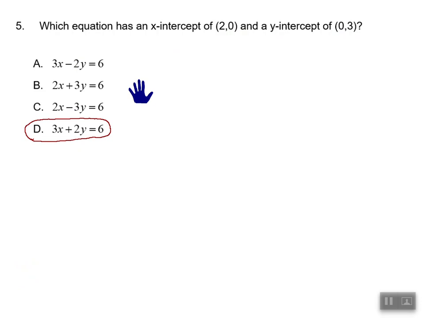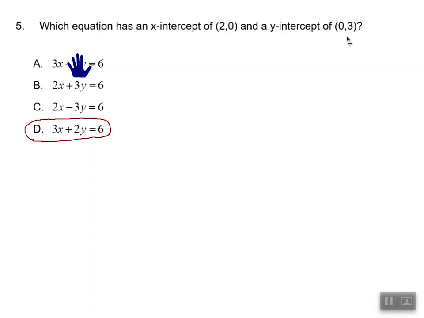If you had any trouble on this one, let me give you a hand. Okay, so if the x-intercept is going to be 2, 0, I'm going to cover up the y term and see if that works. I'm just going to start with answer choice A. If I cover up the y term, I get 3x equals 6. And yes, that's true, that 3 times 2 would equal 6. So this equation has an x-intercept of 2, 0.